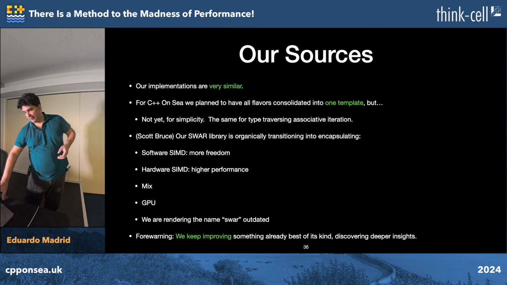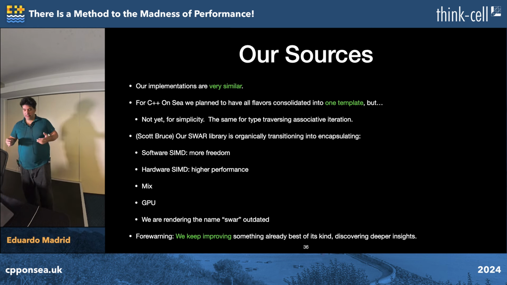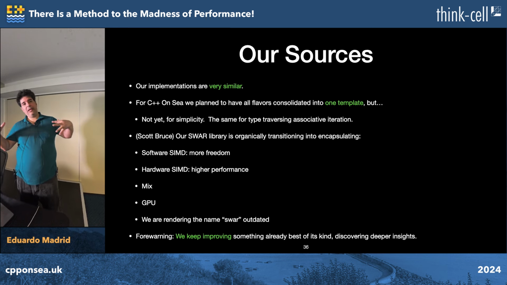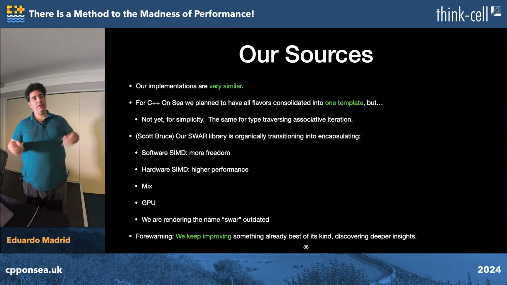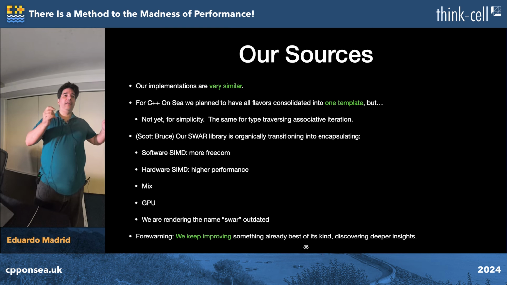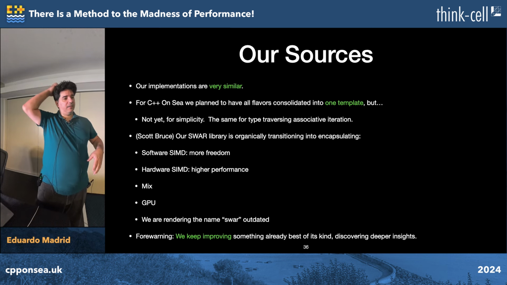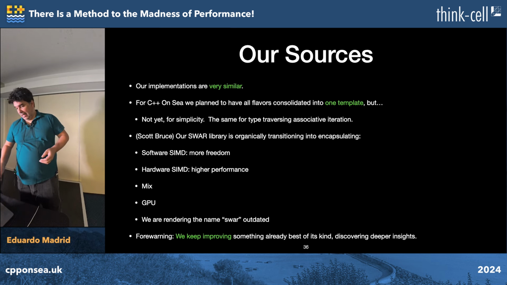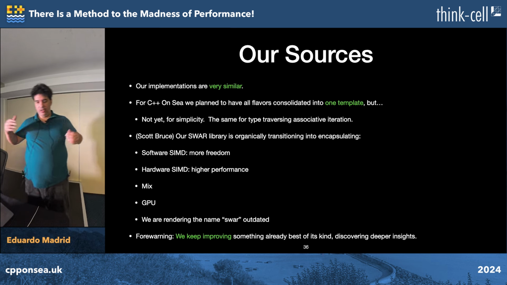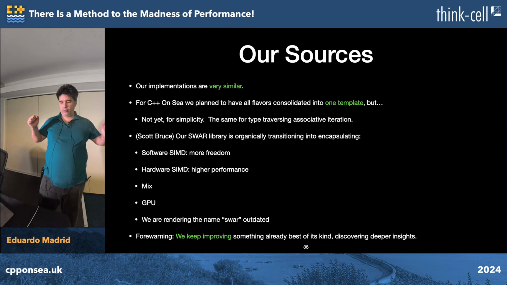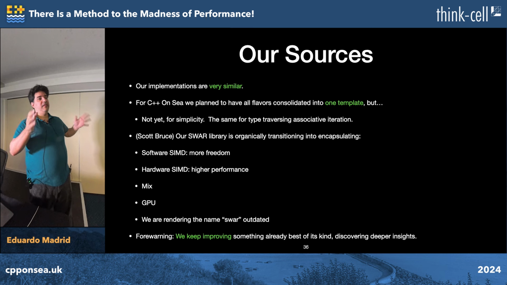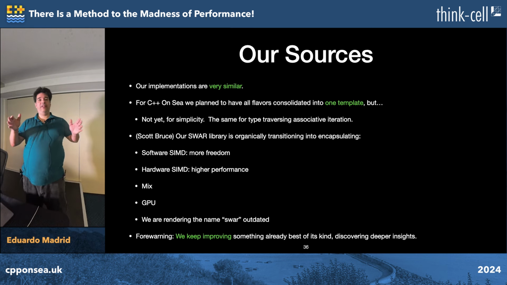And let's start with the third point, something that is a meditation from Scott Bruce. Our SWAR library is organically transitioning from working with integers in parallel, using a normal integer as the base type for all of the operations. It's transitioning into other dimensions that were not originally intended. In particular, when we're using the software SIMD capabilities of the library, what we have is freedom.